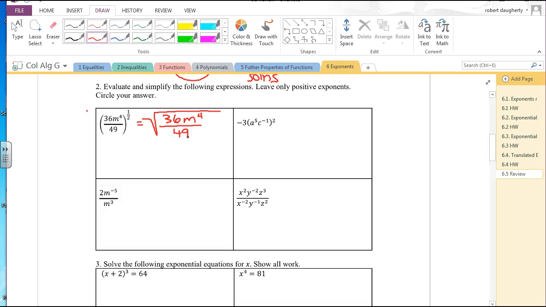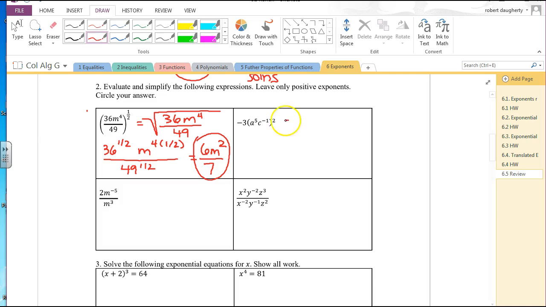The other thing I could do is just distribute the 1/2. So this is the same as writing 36 to the 1/2, m to the 4 to the 1/2 over 49 to the 1/2. And then to simplify this, 36 to the 1/2, that's the square root of 36. And then m to the 4 to the 1/2. So 4 times 1/2, that's just 4 over 2, which is 2. And square root of 49 is 7. So 6m squared over 7. So just applying properties of exponents to get the solution there.